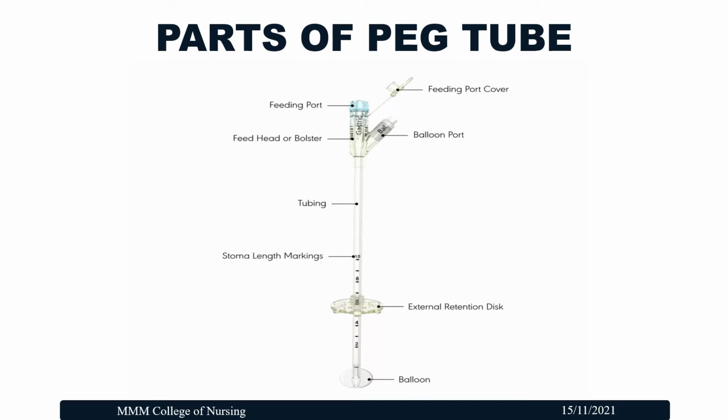The following are the parts of a PEG tube. The PEG tube has a feeding port cover to cover the feeding port. It has a balloon port to instill air into the balloon, a feed head or a bolster, tubing, stoma length markings so that we know at which point the tube is being inserted, an external retention disc which is close to the skin to prevent accidental dislodgement, and the balloon as discussed earlier, which will also help in proper fixing of the PEG tube.